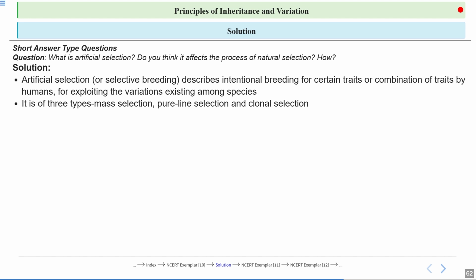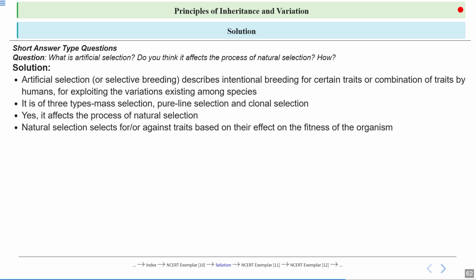There are three types of artificial selection: mass selection, pure line selection, and clonal selection. We will not go in detail. Okay, and this artificial selection affects the process of natural selection. Natural selection is slow, artificial selection is fast, because you are intentionally breeding, intentionally crossing the parents.